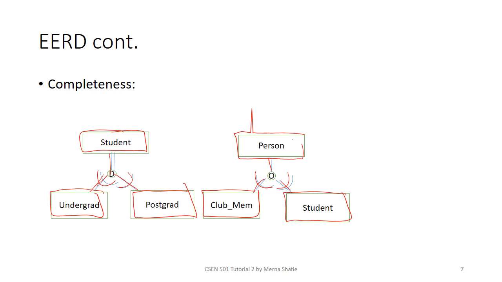طيب يعني ايه disjoint هنا؟ معناها ان ما ينفعش undergrad يبقى postgrad at the same time وما ينفعش postgrad يبقى undergrad at the same time. طيب يعني ايه overlapping؟ يعني لو عندي person they can be a student and a club member at the same time or they can be a club member and a student at the same time. يعني ال instances from the subclasses can be overlapping. عشان كده هنا في O وهنا في D.